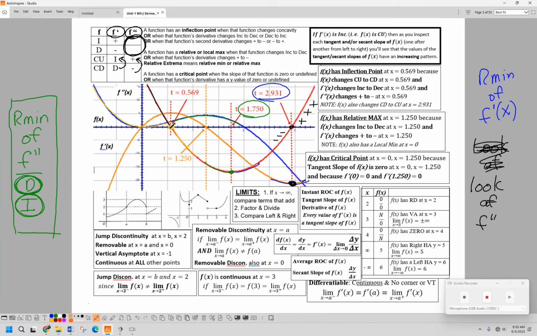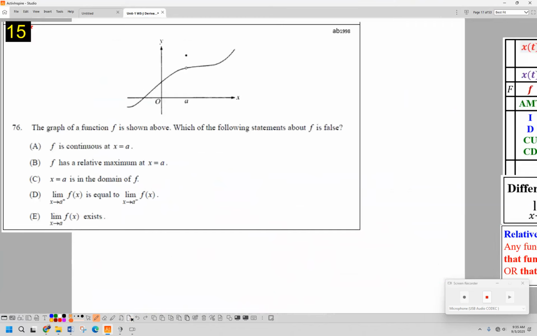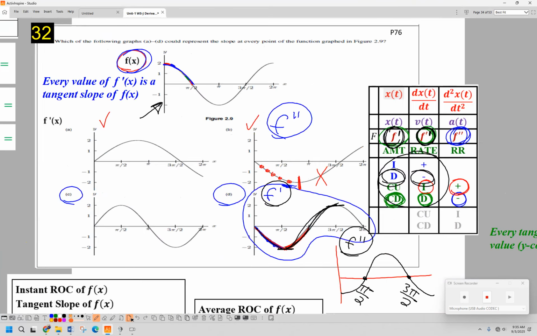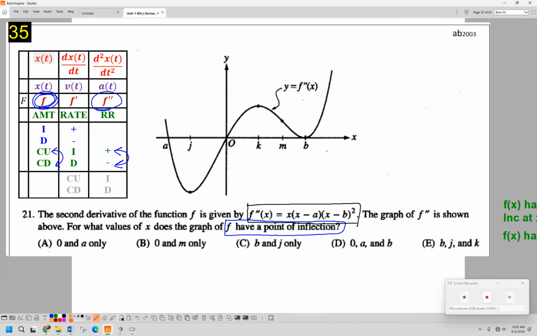So that's what we're looking for on number 35, because we're looking at f double prime, trying to figure out what the unseen graph of f will look like. So back on 35, raise your hand please if you can answer the question. If you're looking at f double prime, is there an x-coordinate where the unseen graph of f will change concavity based on this graph of f double prime?